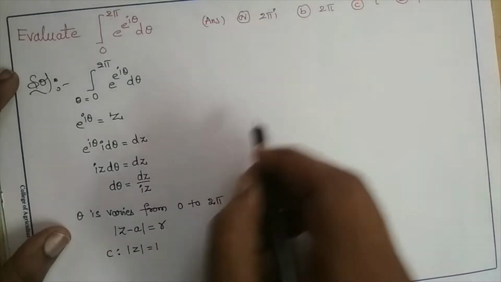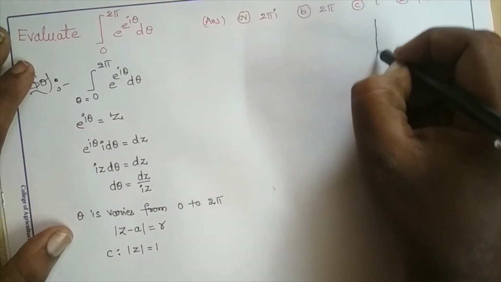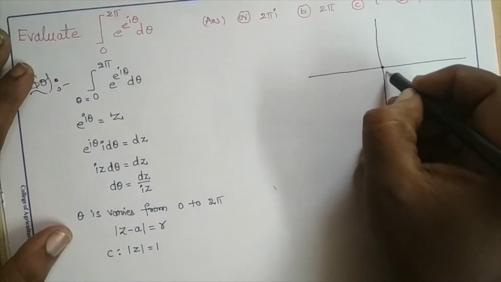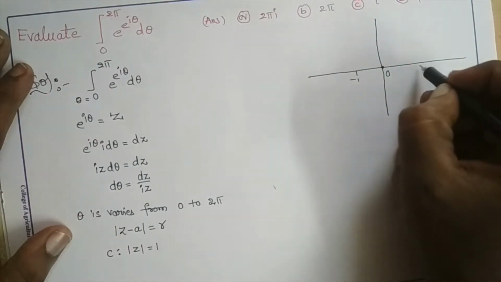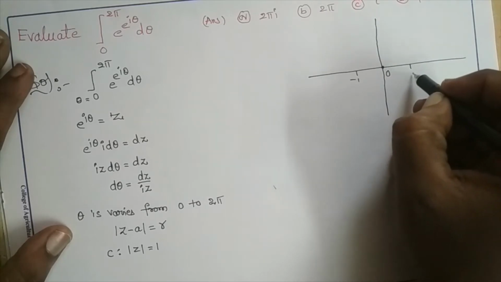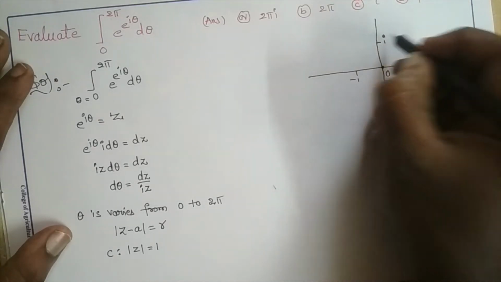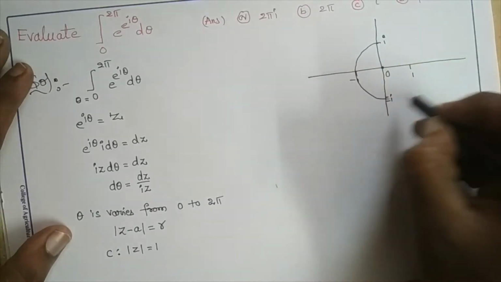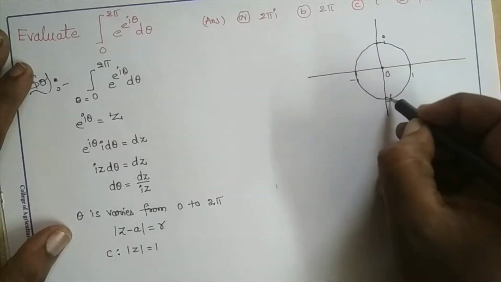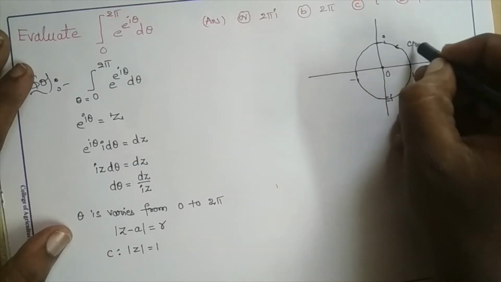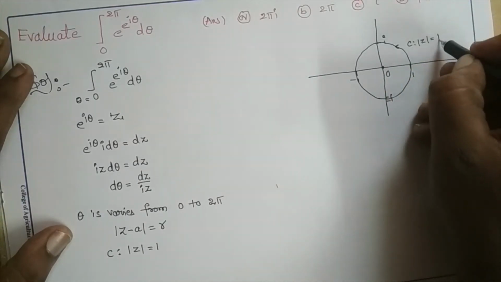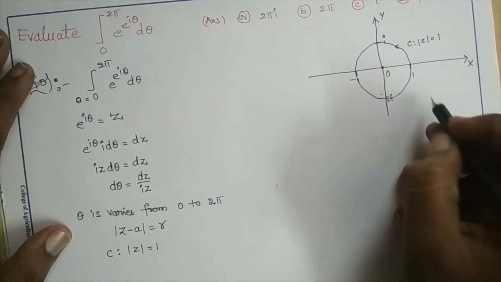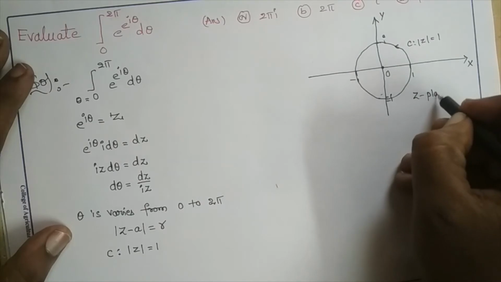So this is called C: mod z is equal to 1. Now we are going to draw the circle. I am drawing the complex plane. Center is 0. This is minus 1, this is plus 1, plus i, minus i. This is the y axis, the imaginary axis, and this is the x axis. This is called the z plane.